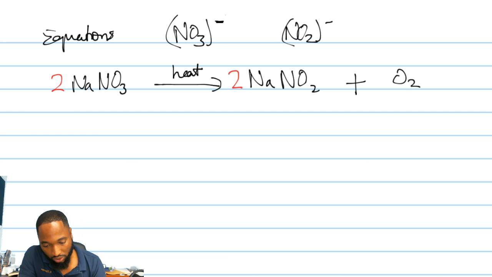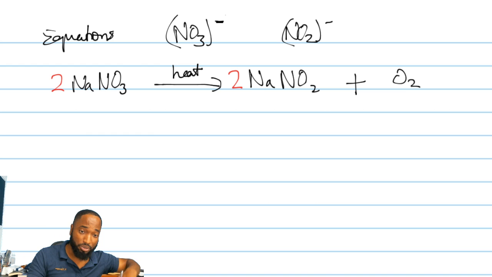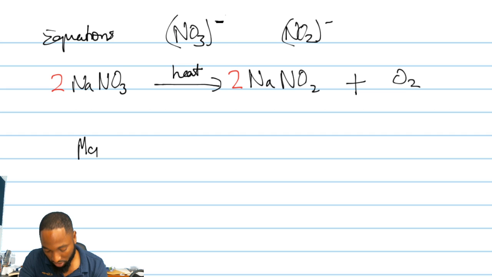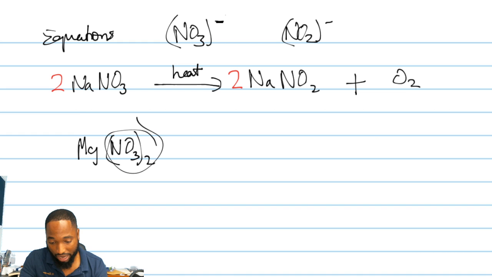Magnesium nitrate. Now you still need to check all equations with carbonate and hydroxide, but I'm hoping that you have the discipline to go and do that yourself, right? So magnesium nitrate, you want to go through this now and double check it. I need two of this one monovalent anion here to balance off this formula.